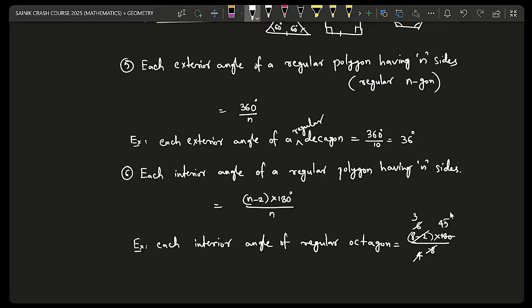So 45 into 3. You can split the number 45 in your head and use the distributive property. So 135. Yes, 135 degrees. This is each interior angle of a regular octagon. So this is about the concepts of polygon and the properties. Very good students, all of you responded very well and answered all the questions. These are the properties you need to remember.